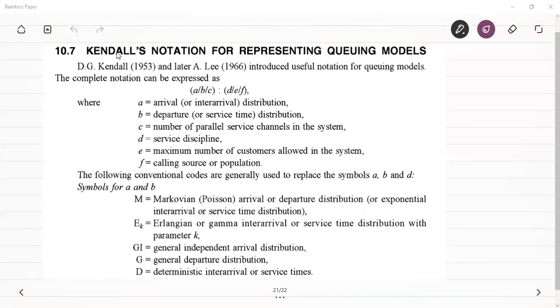Okay, so there's a Kendall representation for queuing models, or in other words, the nomenclature for queuing models. Its representation is given by a/b/c. This is how a queuing model is represented. Let's see what the various terms are. A gives us the arrival distribution, B gives us the departure distribution.